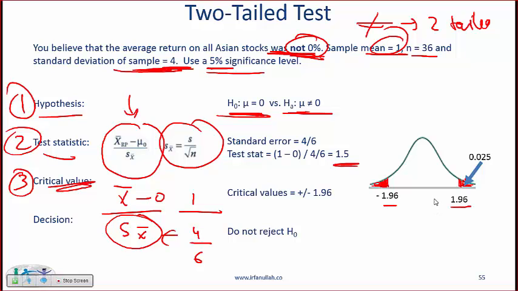Then how do you decide whether to reject the null hypothesis or not? If the test stat is in this range, then you do not reject the null hypothesis. Had the test stat been higher than 2 or less than minus 2, then you would reject the null hypothesis.